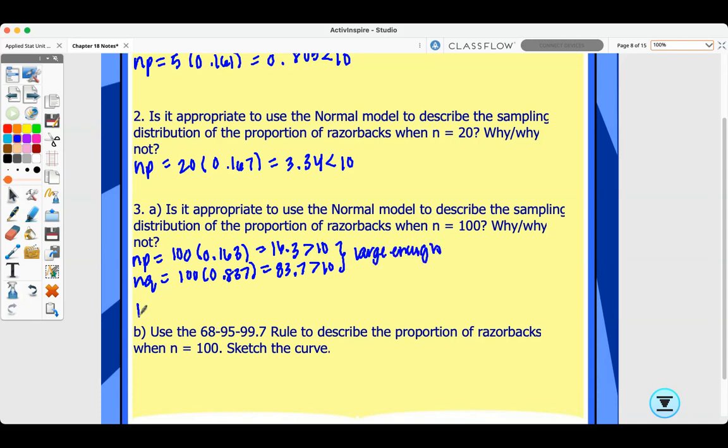Also, our pig tosses are random, and 100 tosses is less than 10% of all pig tosses. So we can use the normal model to describe this.